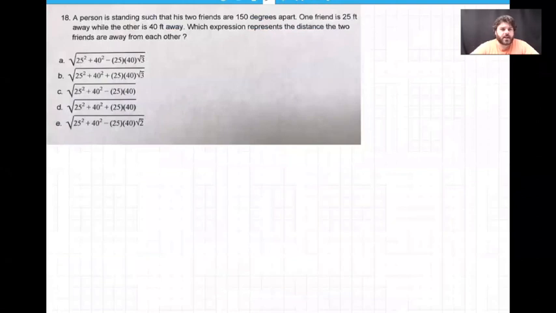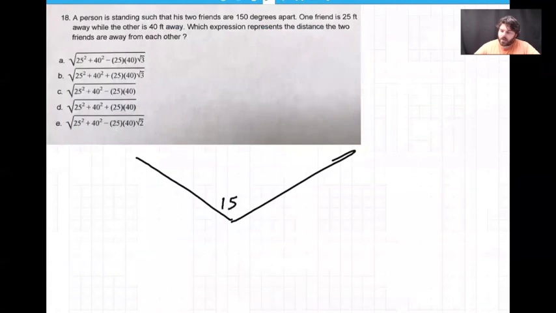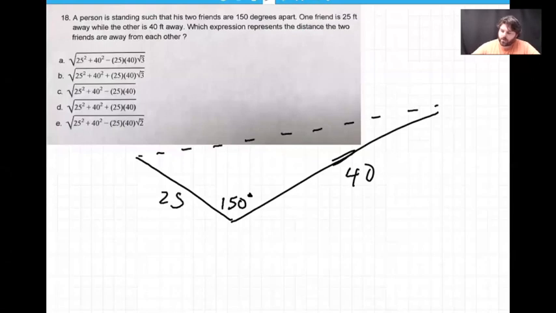All right, a person is standing such that his two friends are 150 degrees apart. One friend is 25 feet away while the other friend is 40 feet away. Which expression represents the distance the two friends are away from each other? All right, great time for a picture. Looks like there's 150 degrees between them. One of them is 25 feet while the other is 40. And we want to know what is the distance between our two friends. So we want to know this right here. Well, that's A, right?